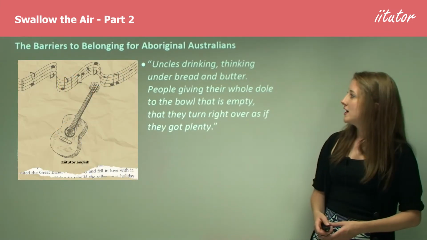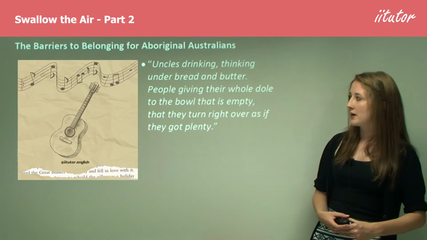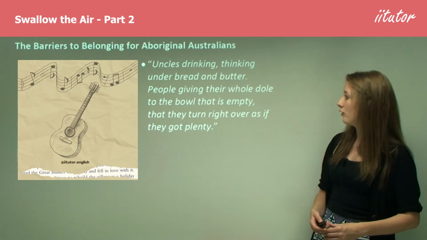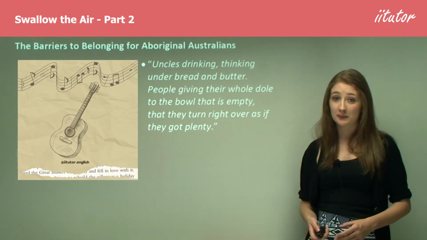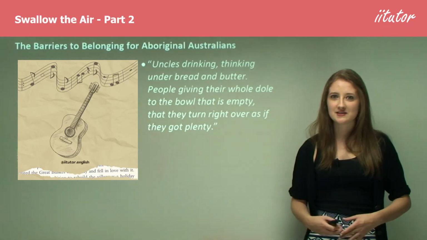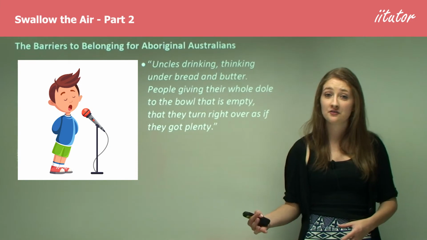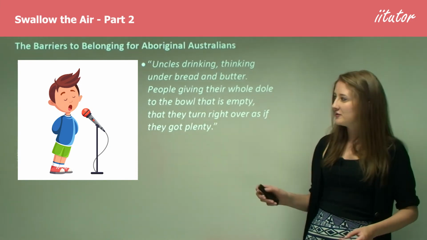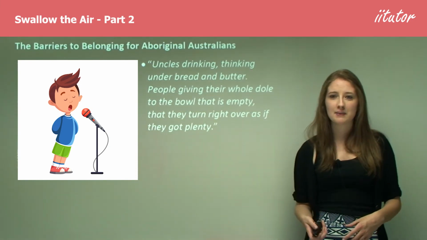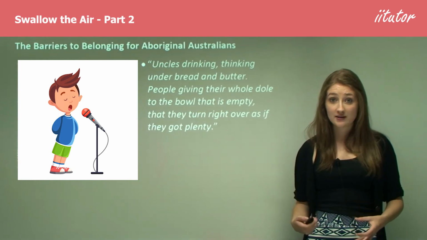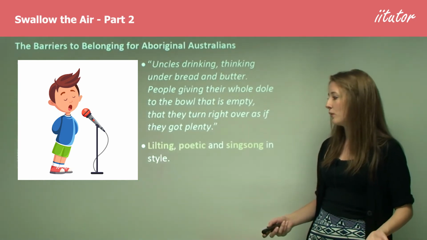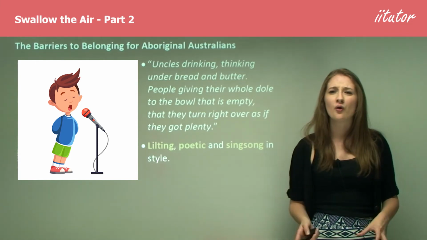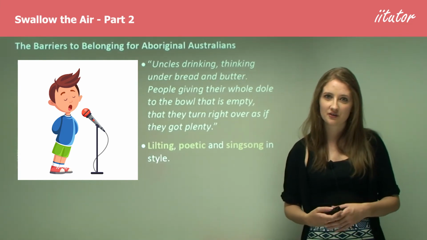This other quote: "Uncles drinking, thinking under bread and butter. People giving their whole dole to the bowl that is empty, that they turn right over as if they got plenty." So even though this is prose, it's full sentences, it's not poetry, she's here using the technique of rhyme to make it really beautiful and very poetic in its style. So that contrast between the lilting, poetic and sing-song style with the awful content is quite shocking for the reader.